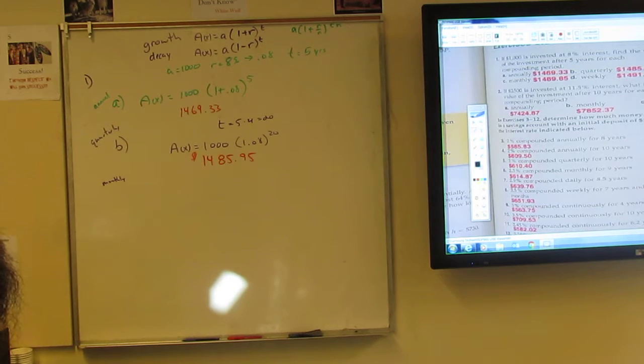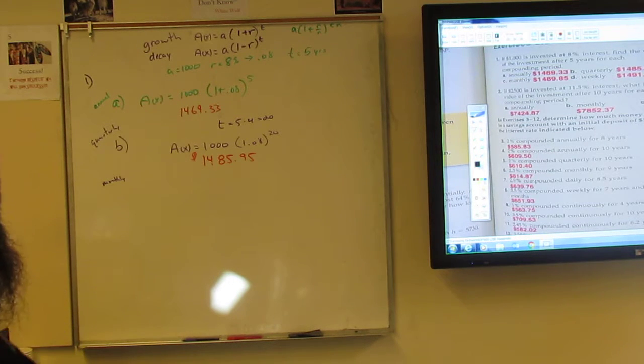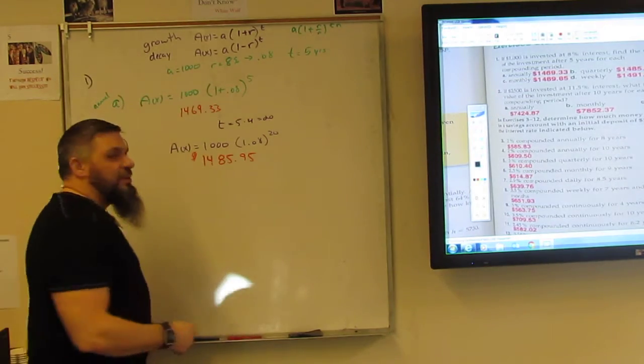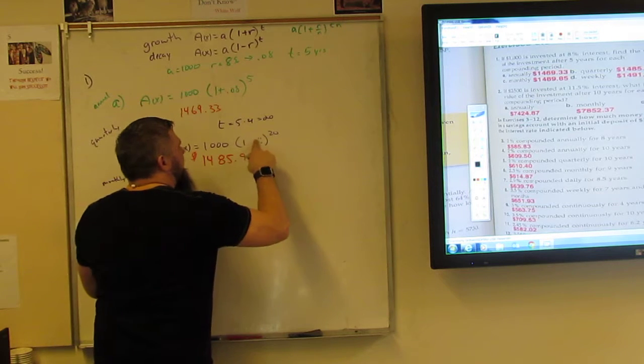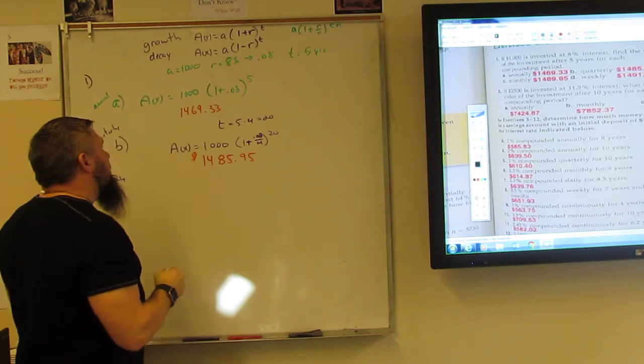I think that's the formula, if I remember it right. It might be T divided by N, but let me double check. So then that would be 1,000 times the quantity of 1 plus 0.08 divided by 4. Is that right? Yeah. And then raised to the 20 equals 1485.94, and a 7 raises it up to 95. Perfect. There you go. So the formula here is we have to have 1 plus 0.08 over 4.